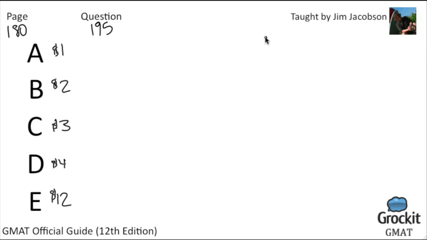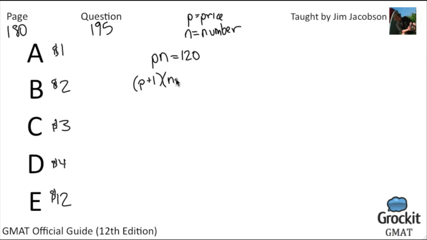So let's start putting variables to the things that we have here. P equals the current price, and N equals the number that you're buying. So currently, they can purchase at the current price times a certain number equals $120. We also know that if the price were increased by $1, so P plus 1, you can purchase 10 fewer towels for $120. So there's our two equations and two variables.